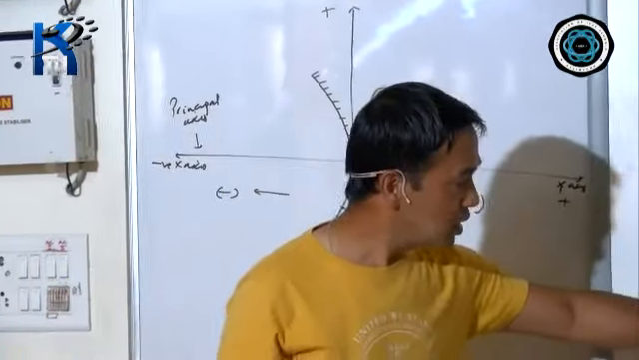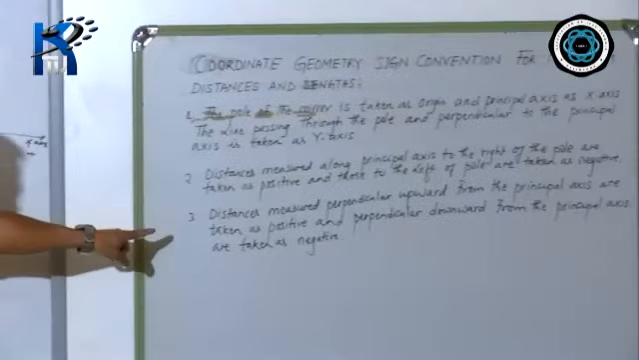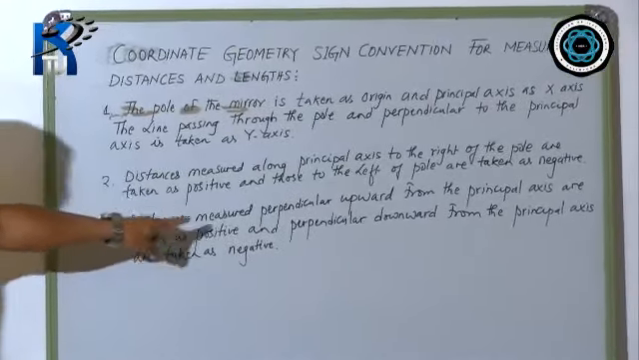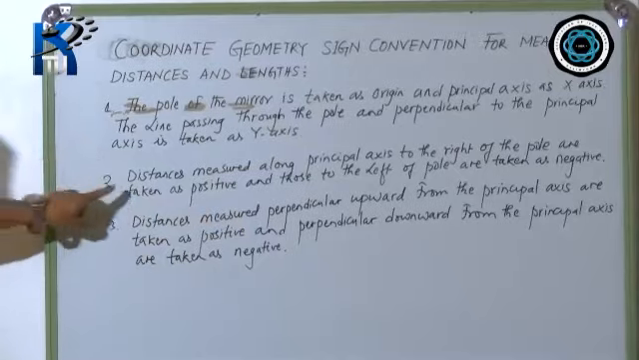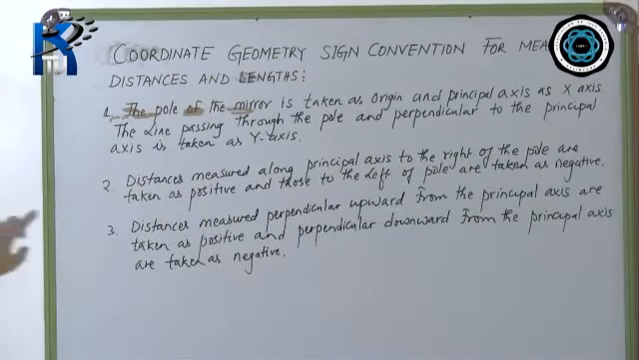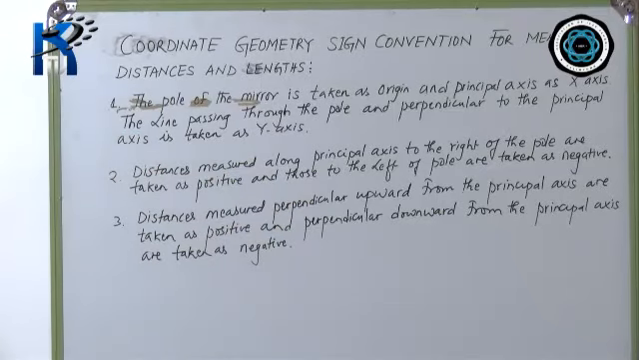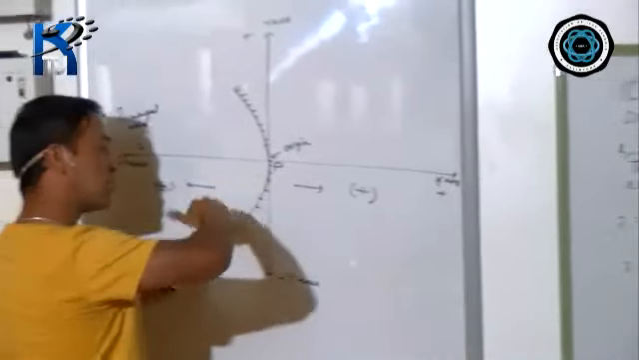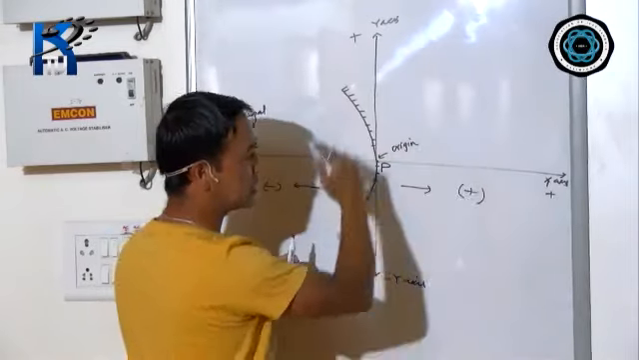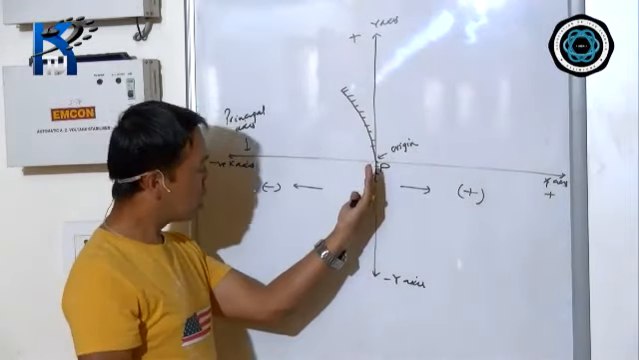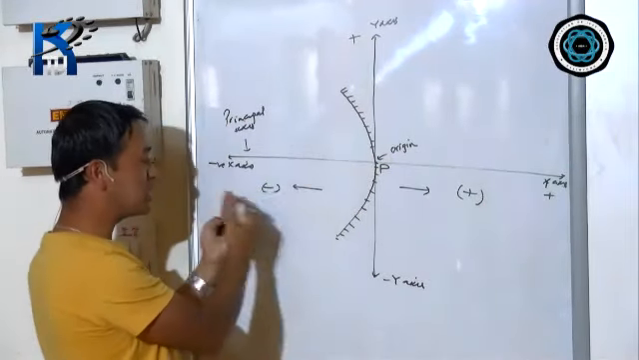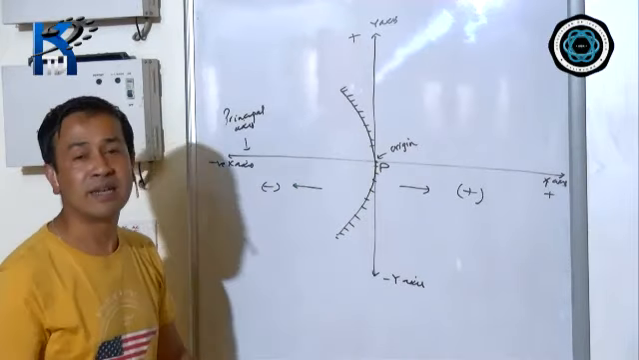Next, number 3, distances measured perpendicular, let me continue with number 2 only, because we have missed out this part. Positive, and those to the left of the pole are taken as negative. That means when we measure the distance to the right side from the pole along the principal axis, it is taken as positive, and the distance on the left side of the pole along the principal axis is taken as what? Negative.